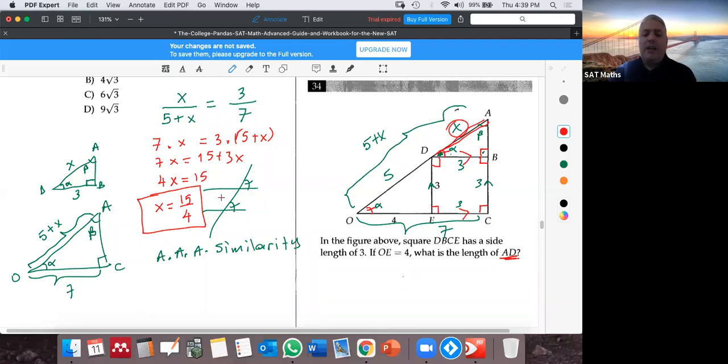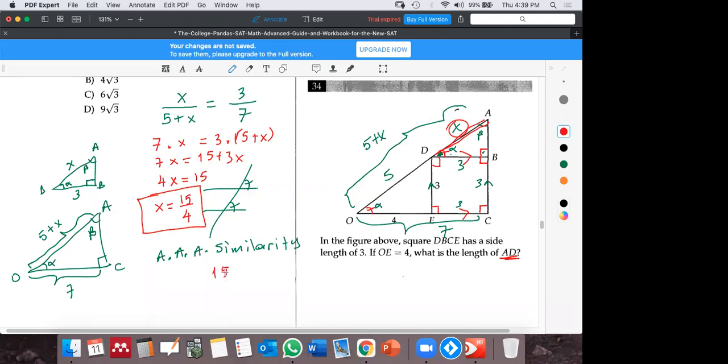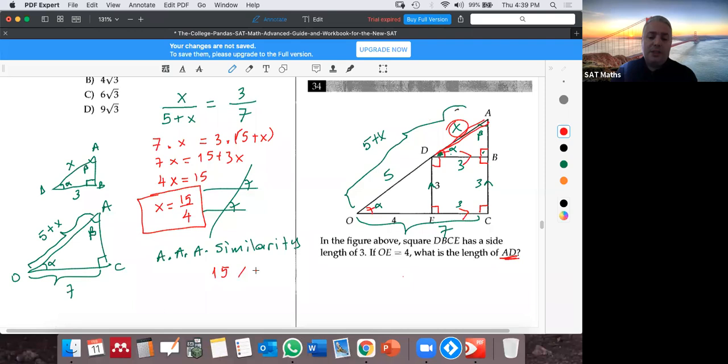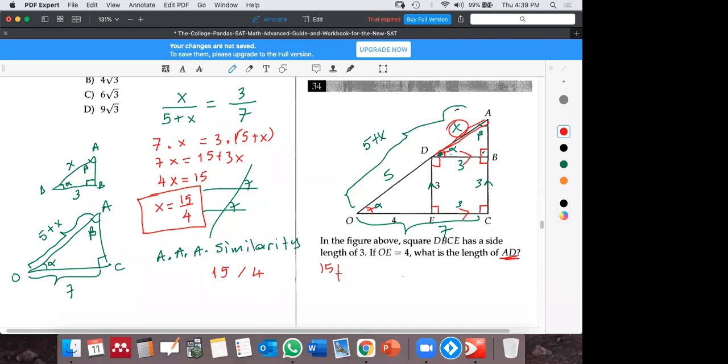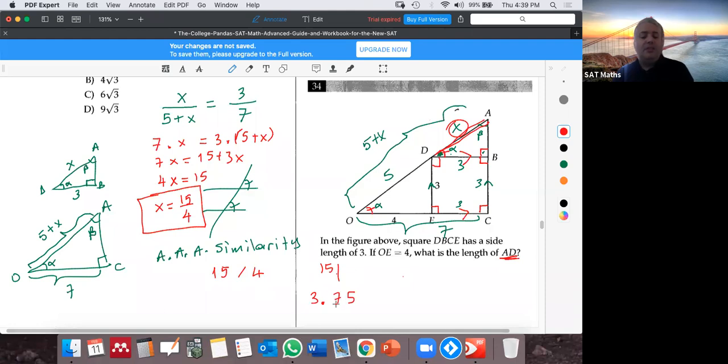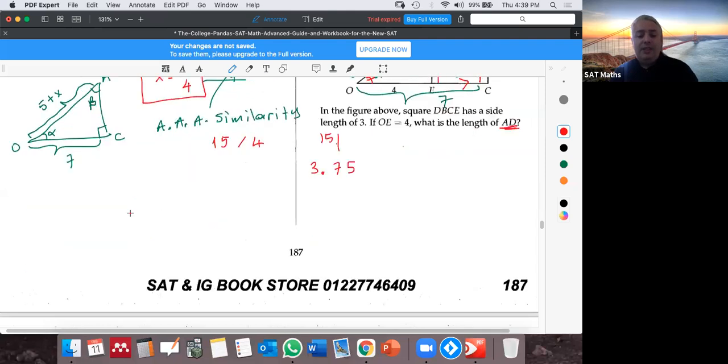15 over 4, you can write as a decimal number if you wish. Sometimes this is probably an open-ended question. You can use this or 15 over 4. It is 3.75. So you can write 3.75. It's okay. So again, when you have difficult questions, remember the similarity. Angle, angle, angle, and then finish the question.